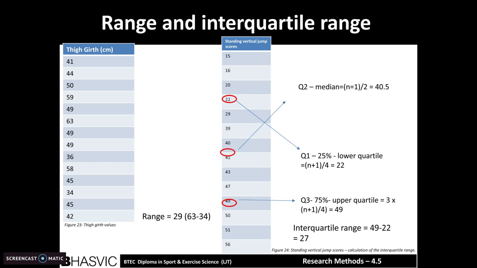Also, the range doesn't show the shape of the data, as no other values are included apart from the lowest and the highest. There is no indication of what the other values are within the data and if they are closely related. So looking at the example of the thigh girth scores, the range is 29, and if I didn't have the data there, you wouldn't be able to see how related some of the data is.